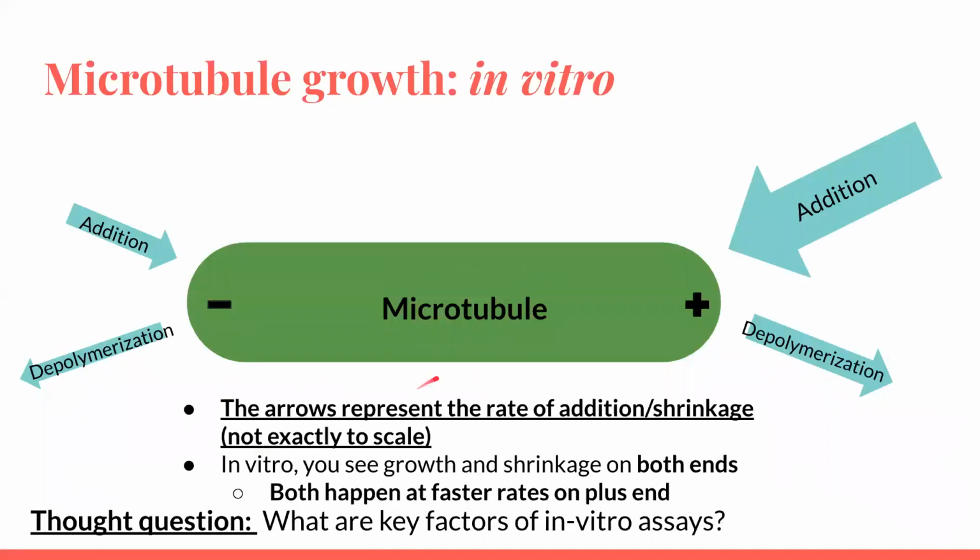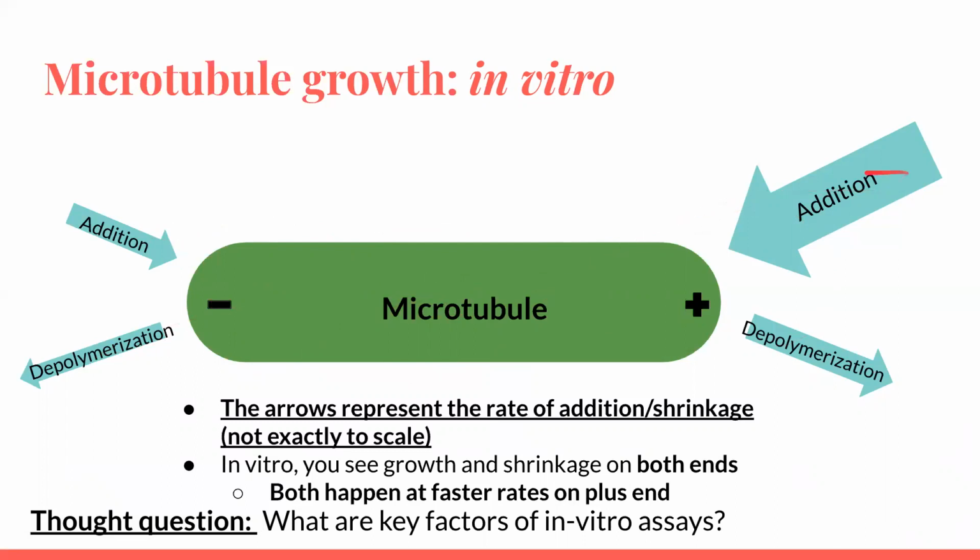This is as opposed to in vitro. In vitro, all the microtubules are just floating around in a petri dish. That means they're not using a microtubule organizing center. They're not plugged into a gamma tubulin ring complex. So growth and shrinkage can happen at both the plus and the minus end. Addition and depolymerization can happen at both ends.